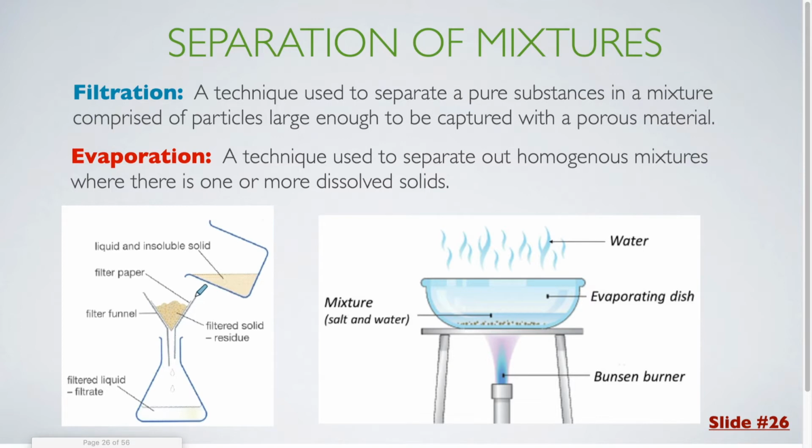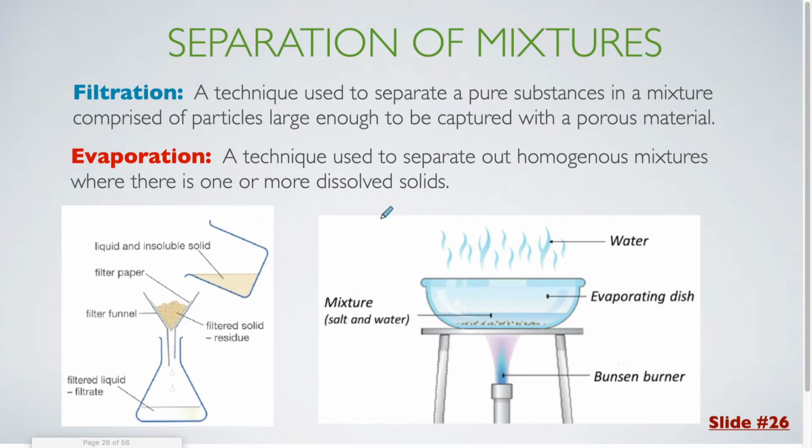You have a funnel with some type of filter paper inside of it, and when you pour this through, the solid is going to get stuck on the filter paper, and any of the liquid can pass through into a flask. So here you're able to separate out this heterogeneous mixture.